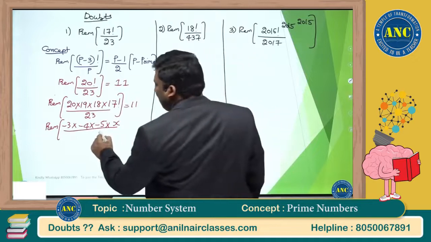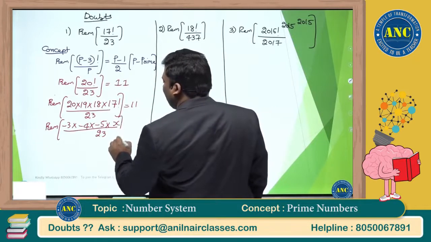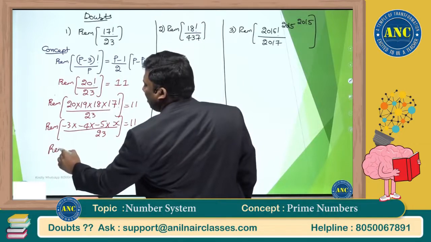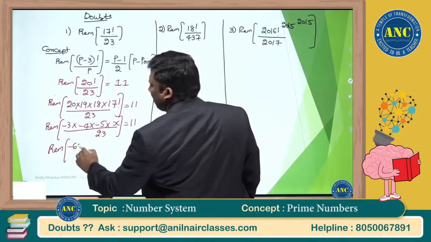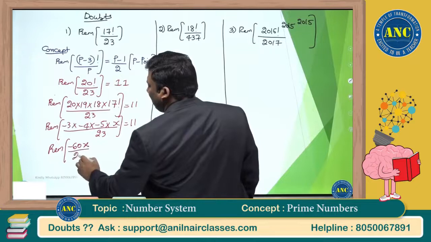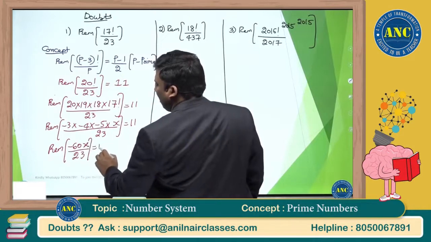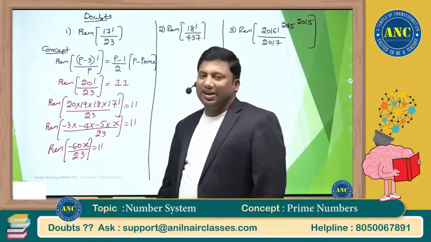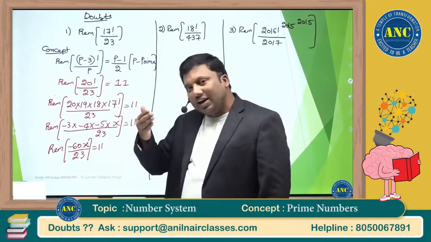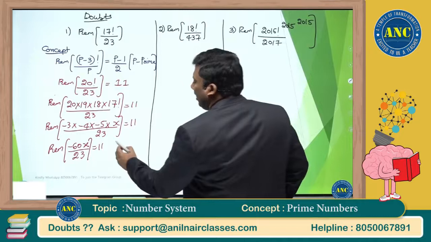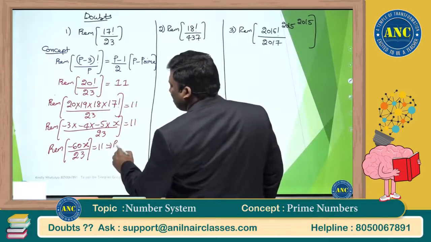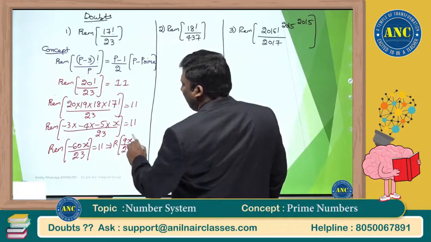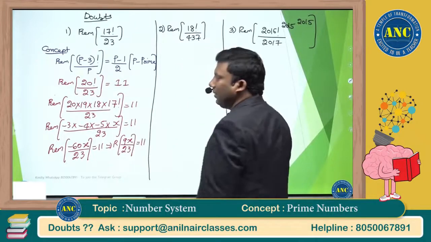Say the remainder is x. When I further divide by 23, the answer will not change. Minus, minus, minus gives minus 60x divided by 23, and it is 11. Till here it is clear. 23 threes are 69, and 60 is 9 less than 69. Minus of minus, so this will become 9x divided by 23. The remainder is 11.